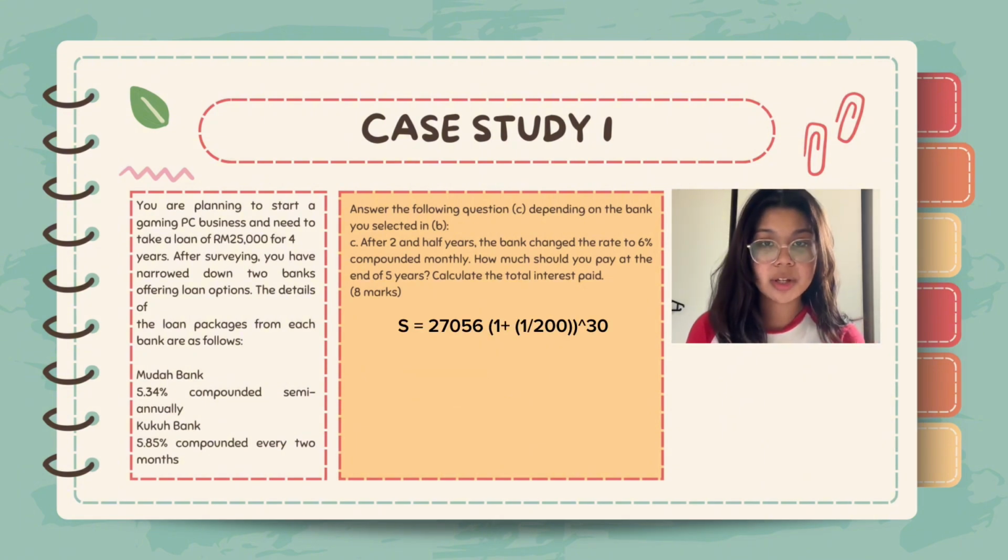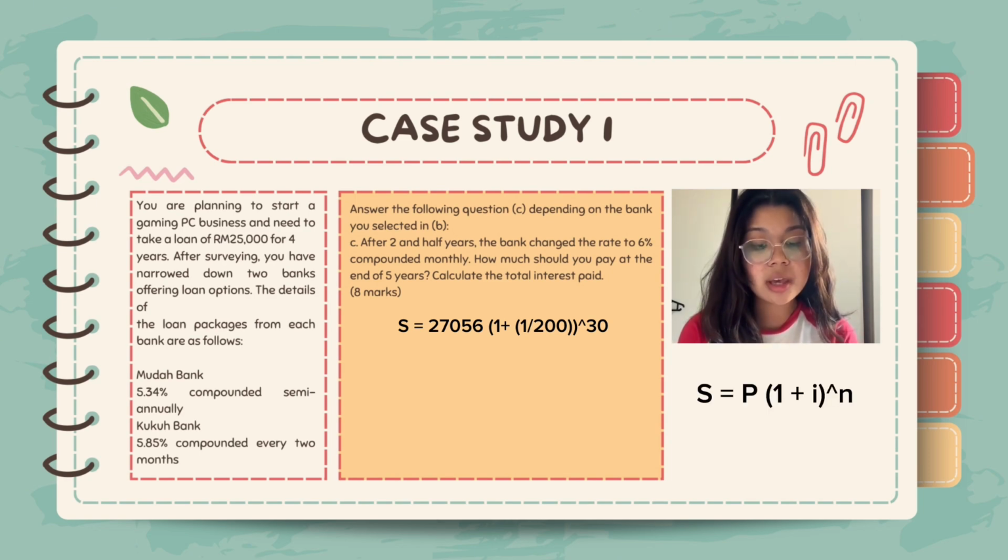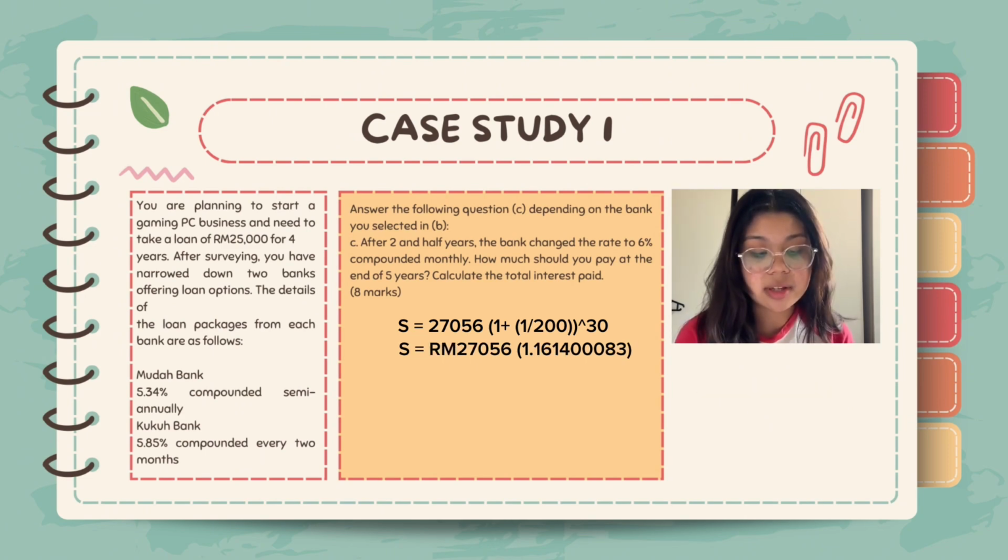So we substitute the given information into the formula, which is S equals P bracket 1 plus i bracket in the power of n. So it is 27,056 bracket 1 plus 1 over 200 bracket 30. And then we will get 27,056 ringgit bracket 1.161400083 bracket. And the answer for this will be 31,422 ringgit and 84 cents.